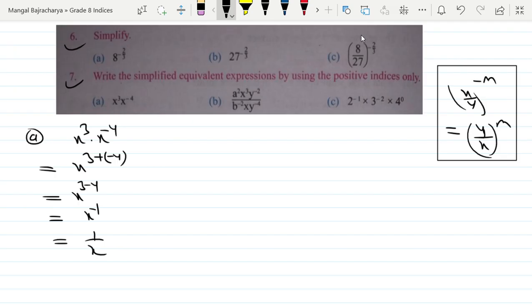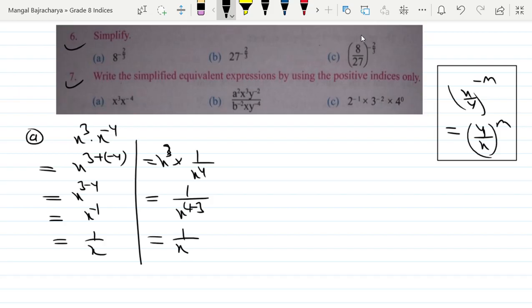In another way also you can do this. Let's remove the negative power first. We write 1 by x power 4 by taking the reciprocal of the negative power, and then we bring it down for dividing, because the greater power is being down in the denominator, so the powers get subtracted and we get 1 by x. So either way you can do for this first number. Now I go with number B.